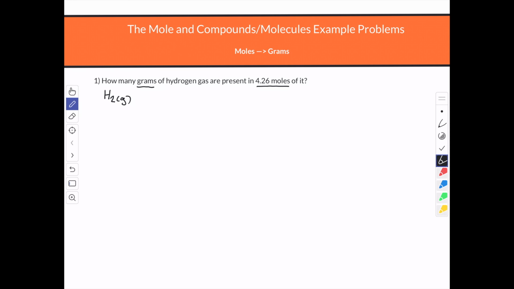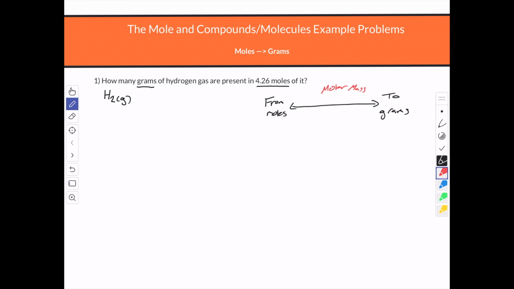So remember, it wants us to know how many grams are in 4.26 moles of it. So that means we're converting from moles to grams. And whenever we go between moles and grams of a substance, we need the molar mass.